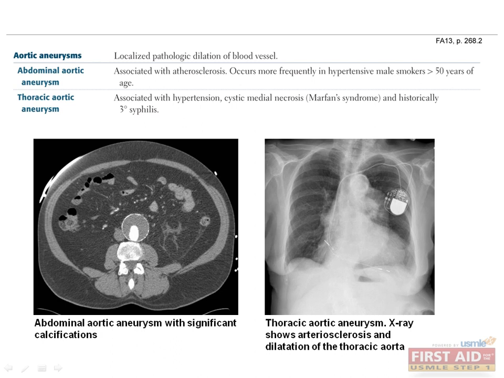Aortic aneurysms can also be found in the thoracic aorta in hypertensive patients or those with cystic medial necrosis, such as in Marfan syndrome, or tertiary syphilis. Note that aneurysms are also commonly found in the brain, and that is discussed in the neurology chapter. Here you can see pictures of an abdominal aortic aneurysm on the left and a thoracic aortic aneurysm on the right.